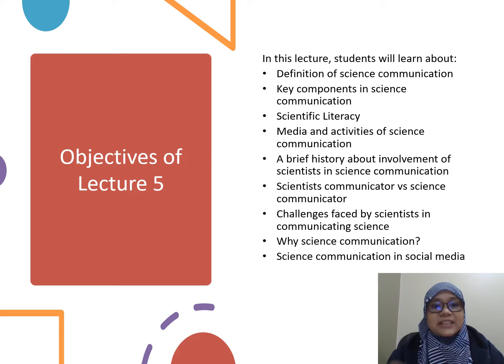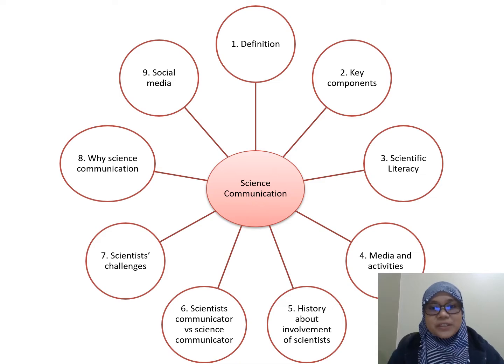So in this lecture we have about 9 objectives. We will learn about the definition of science communication, key components in science communication, scientific literacy, media and activities of science communication, a brief history about involvement of scientists in science communication, scientist communicator versus science communicator, challenges faced by scientists in communicating science, why we need science communication, and science communication in social media. It looks like a lot. So as usual, I've tried to summarize for you. This is going to be the guideline throughout this lecture.